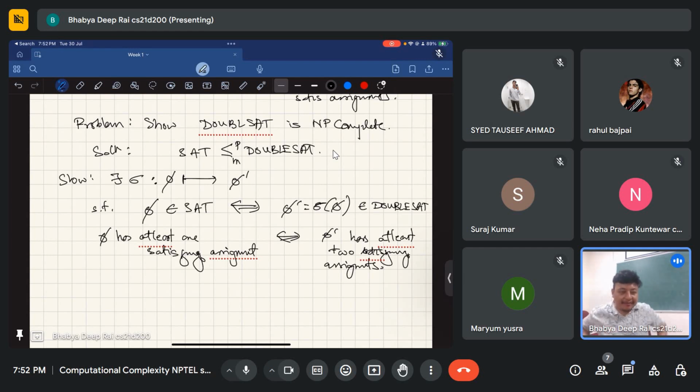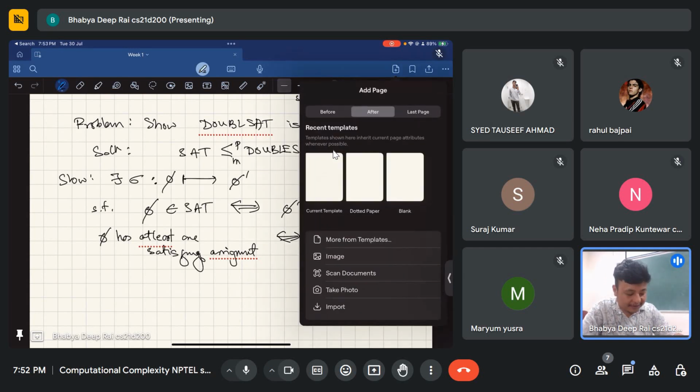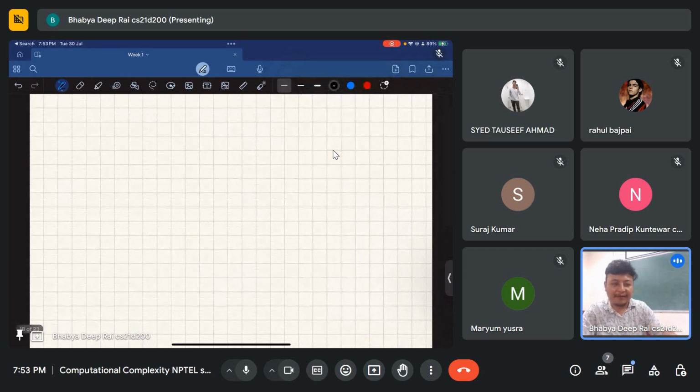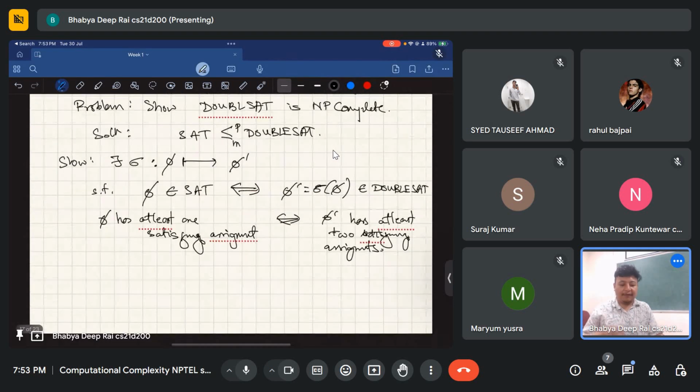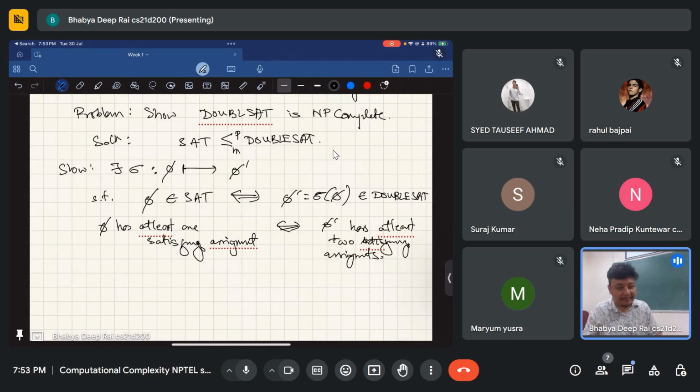Okay, this may not be immediately clear to you at first glance. But once you are familiar with reductions, that is what I want to keep as an objective, that you are more familiar with reductions. If you see this particular problem, you may be more comfortable with reductions later on. If you have a formula which is satisfiable, then I want to come up with another formula which has at least two satisfying assignments. That's why it's called double SAT.